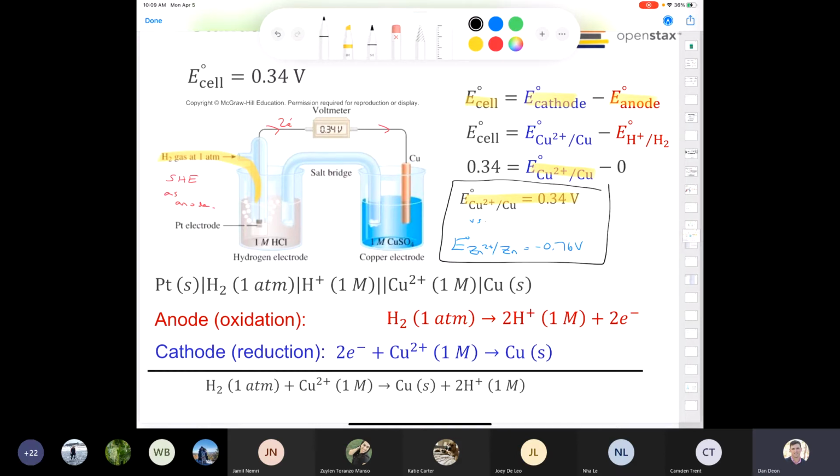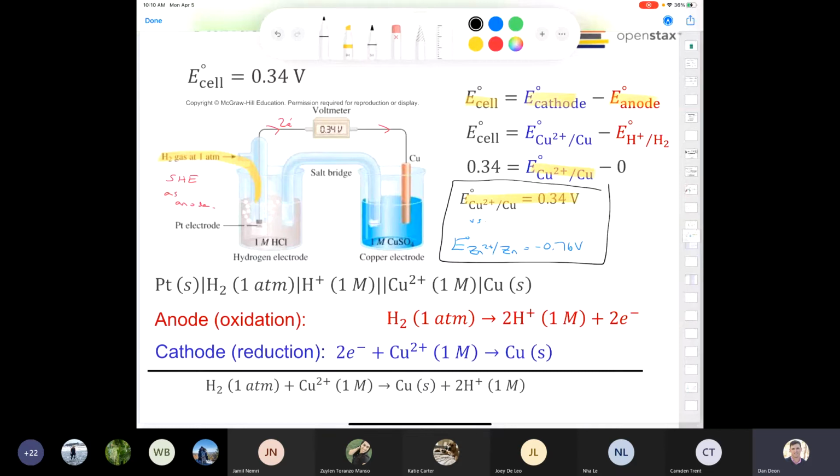The more positive the standard reduction potential is, the hungrier the ion is for electrons. So what I'm saying is that copper 2 plus has a greater hunger or desire for electrons. It's going to grab those electrons with a greater force or a greater ability than the zinc 2 plus will.